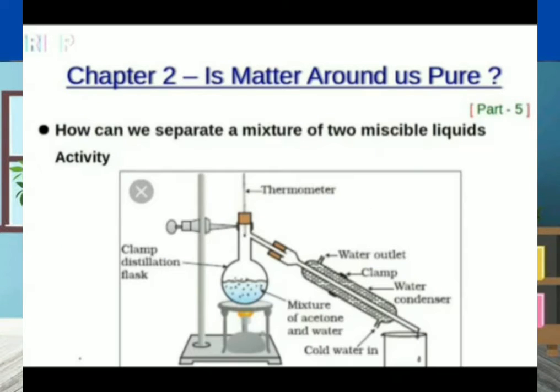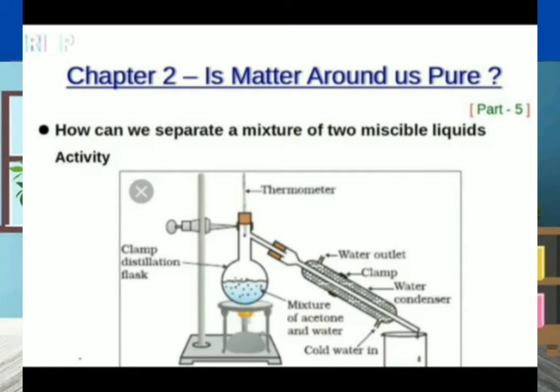Second one, how can we separate a mixture of two miscible liquids? Here we take acetone and water as miscible liquids. Let's do an activity. Take the mixture in a distillation flask. Look at this picture. This is a distillation flask. Fit it with a thermometer, and here we are going to give heat. There is a mixture of acetone and water. We use the thermometer to find out the temperature.